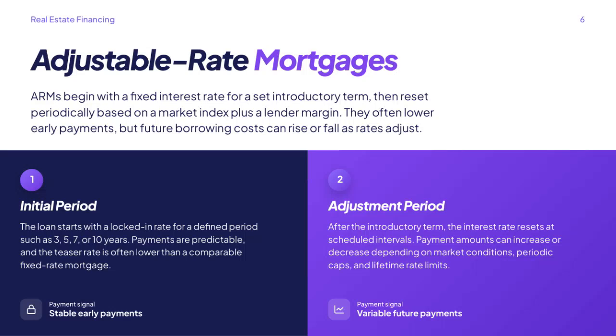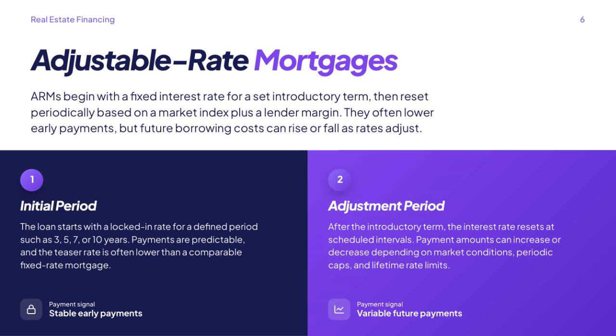Let's talk about adjustable rate mortgages, or ARMs. These loans start with a fixed interest rate for a specific introductory period. This could be 3, 5, 7, or even 10 years. During this initial term, your payments are stable and predictable, which can be a big advantage if you want lower initial payments compared to a standard fixed-rate mortgage. This initial rate is often called a teaser rate because it's usually lower than what you'd get with a fixed-rate loan. Once that initial period ends, the interest rate adjusts periodically.